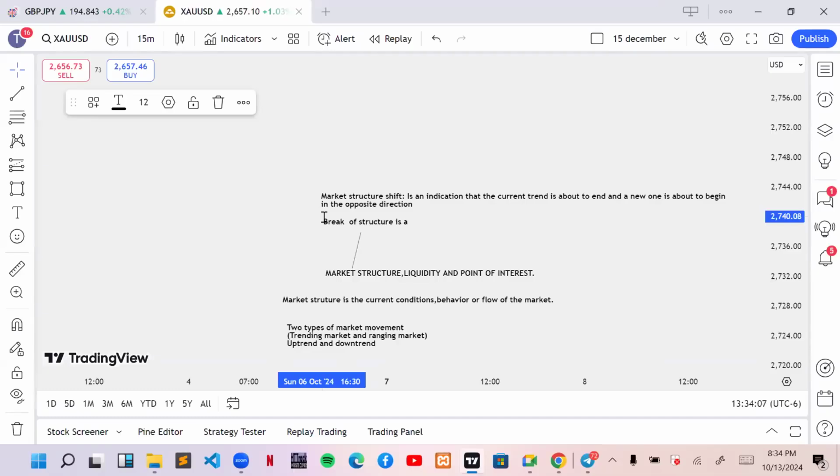Break of structure, a scenario where price breaks a key level, for example, a resistance or support level, while still being in its current trend.